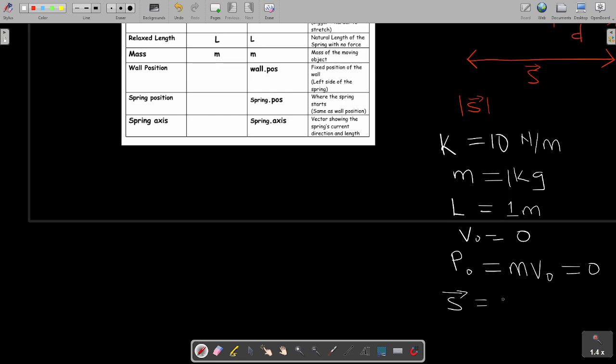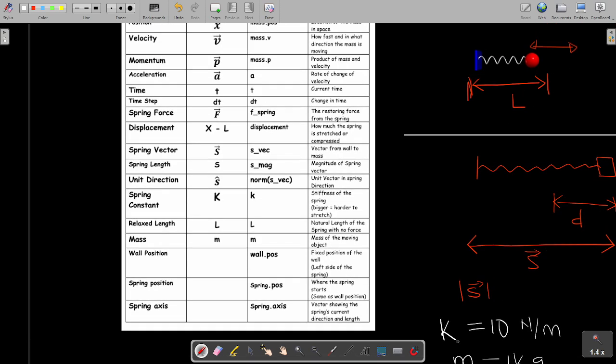So S is X minus X naught. And what do I mean by X minus X naught? Let's go back to the spring. The length at the start here, the position is X, and then this is X naught. So to calculate the velocity, this is X naught, I should say, and that one right there is X. So X minus X naught would give you S, the position. So that's S.